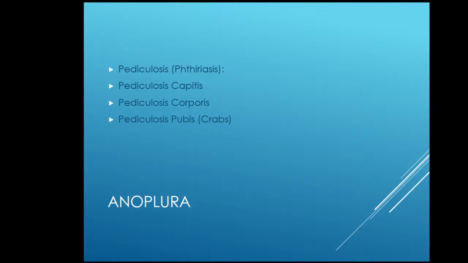The next order from the class Insecta is the order Anoplura, which includes lice. Lice are obligatory, permanent ectoparasites of people and mammals. On a human body, three species of lice live. These are Pediculus humanus capitis, Pediculus humanus corporis, and Phthirus pubis.